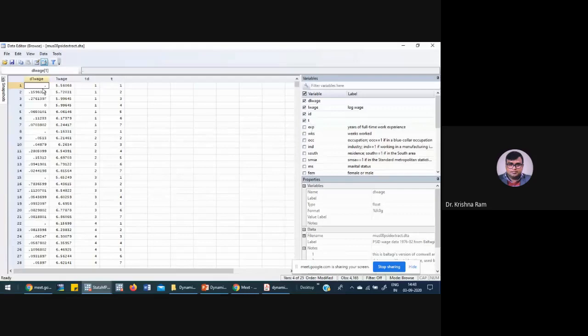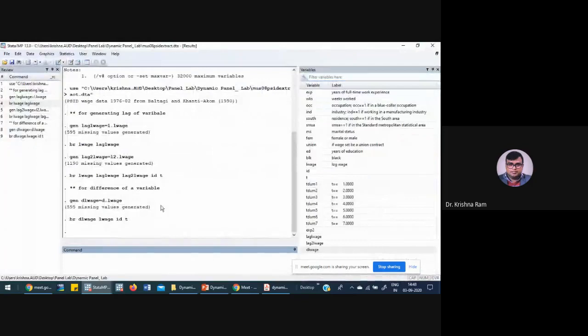This is the way for getting the difference of any variable. So now we have known how to generate the lag of any variable and the difference of any variable. For two differences, you just need to type D2, as we have done in the case of generating the two-period lag value. So that I am not doing, but you are not going to use that. You may experiment by yourself. So that is the case.